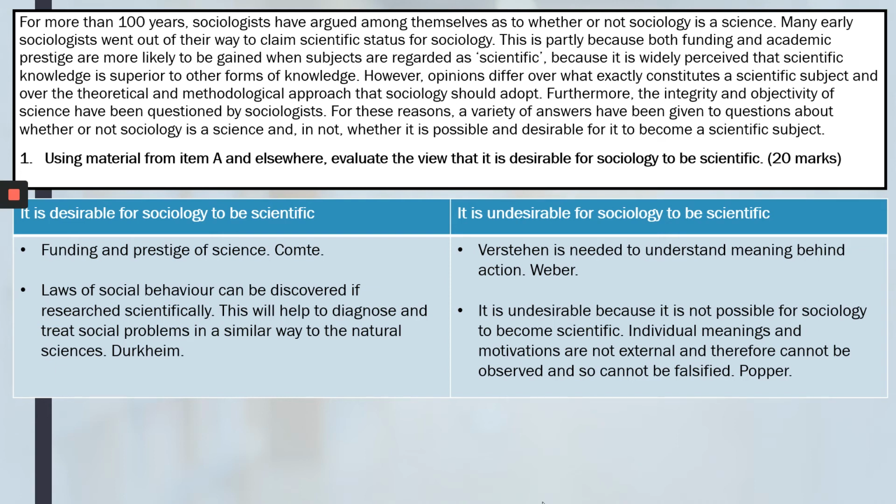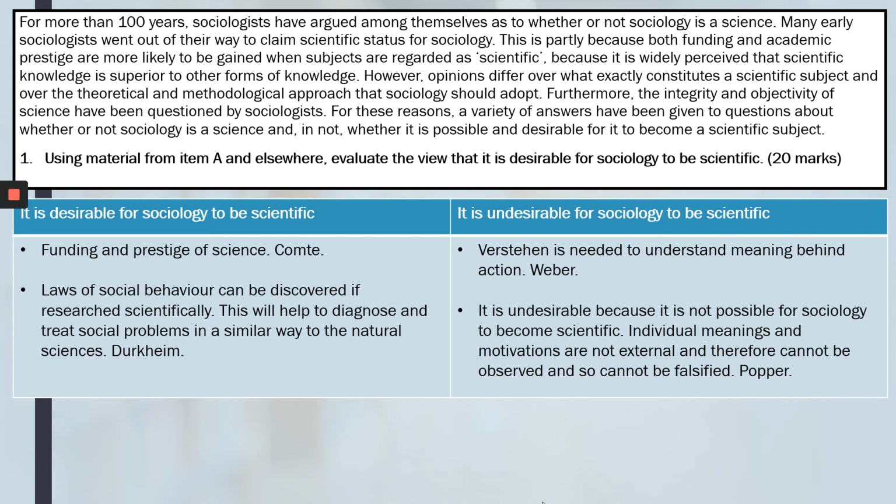For how it's undesirable, you can use Weber's arguments about how it's not appropriate to study society in a scientific way because it ignores free will. To understand people's motivations and actions, we have to take an approach where we try to understand the meaning behind action using Verstehen. Remember, that's when you place yourself in the shoes of the person or group that you're researching to get to the bottom of why they behave the way they do. And so this will be unique to different groups and individuals, and there won't be an overarching law of society that is there to be uncovered.